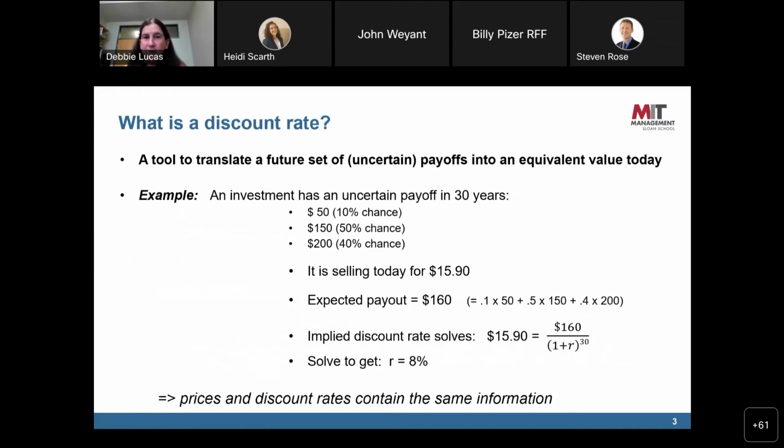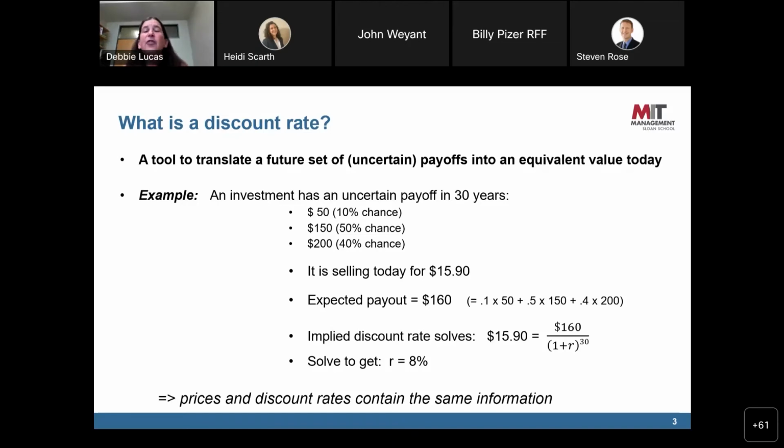So a discount rate is a tool to translate some future payoffs into an equivalent value today. And very often those payoffs are uncertain. So when we talk about reducing carbon by a ton, we know that the result of that in terms of benefits is going to vary considerably depending on what else is going on in the world. So what I want to do here is give a simple example of a discount rate, which I think you all know.